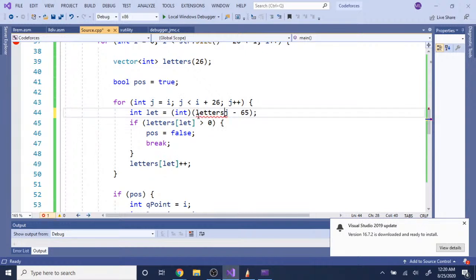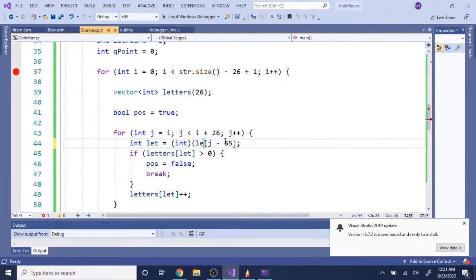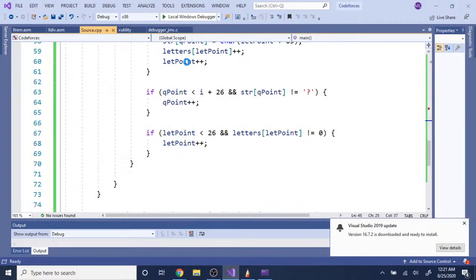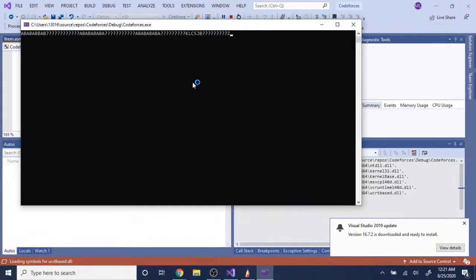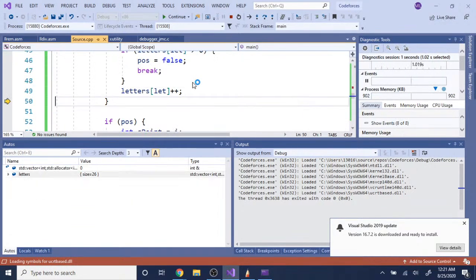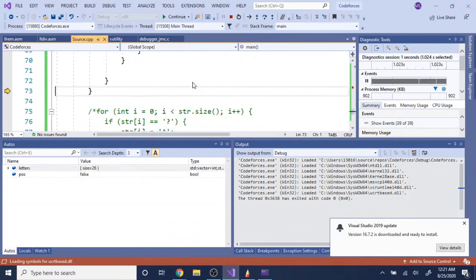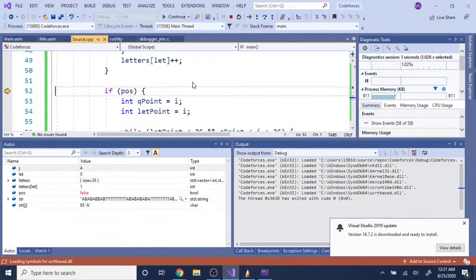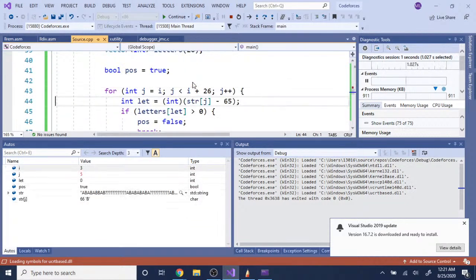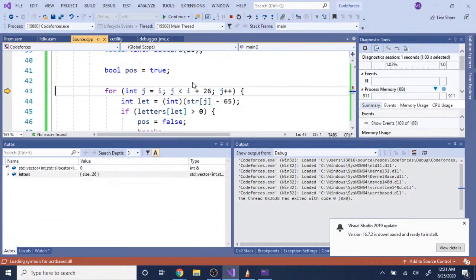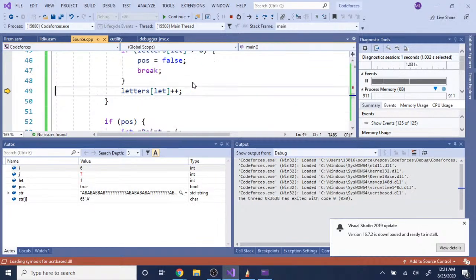No, wait. Letters at J? No, it's not J, it's str at J. Okay, letter at J, blah blah blah. Break. Break again, repeated. How many breaks do I have to do?